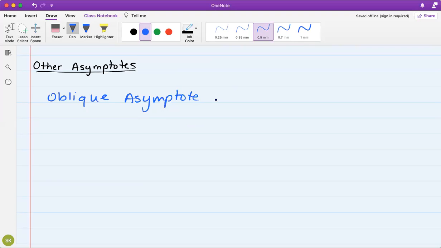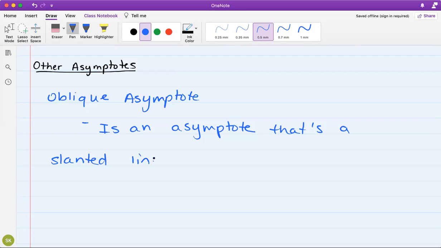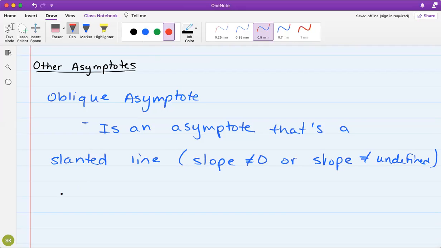So an oblique asymptote is an asymptote that's a line that's not a horizontal line. So an oblique asymptote is an asymptote that's a slanted line. What I mean by that is the slope is not equal to 0, or the slope is not undefined. So I'm going to put no here.